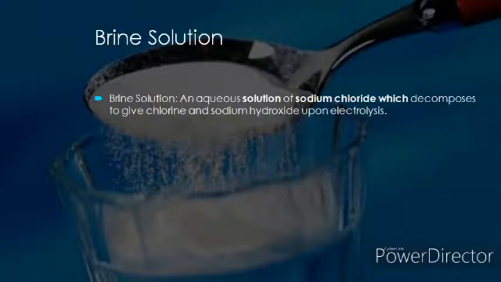Brine solution is an aqueous solution of sodium chloride which decomposes to give chlorine, hydrogen, and sodium hydroxide upon the passage of electricity. This whole process is termed the chlor-alkali process, which is discussed in the next slide.